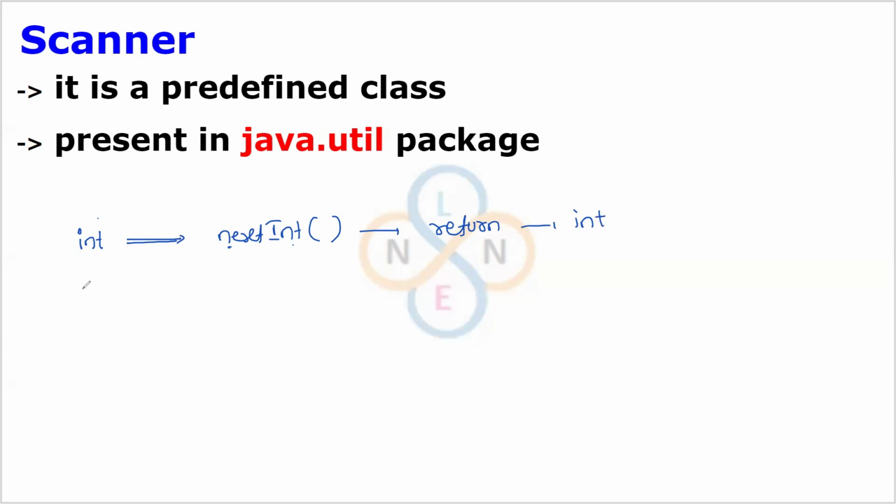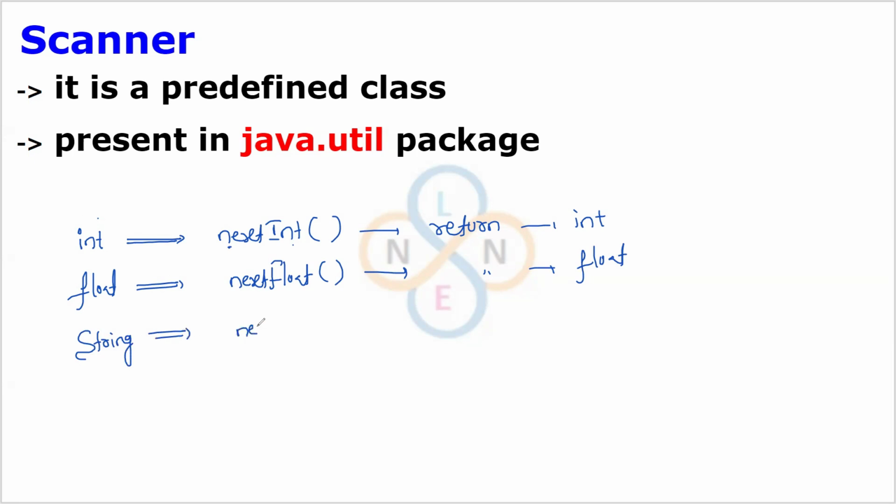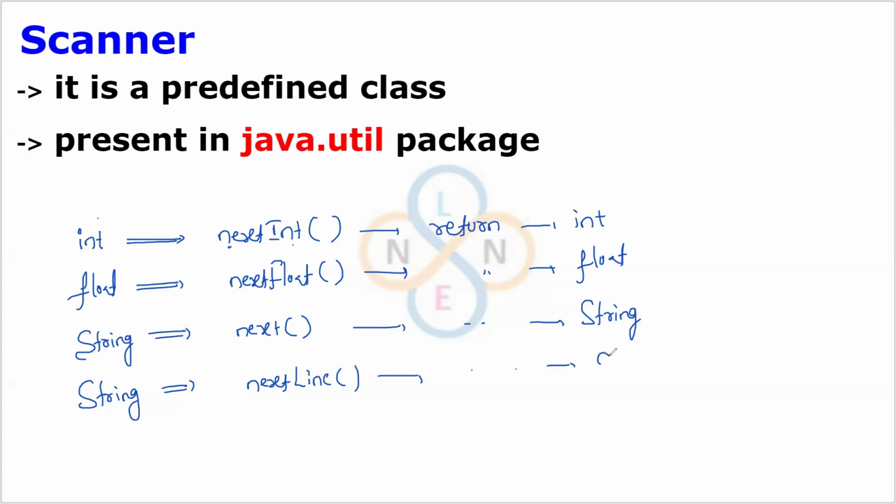Similarly, to read a float value, we have a method in the Scanner class called nextFloat. No inputs, and it returns a float. Similarly, to read a string in the Scanner class, we have a method called next, which returns a string. We have one more method to read a string, called nextLine, with a capital L. This also returns a string, but here is the difference.